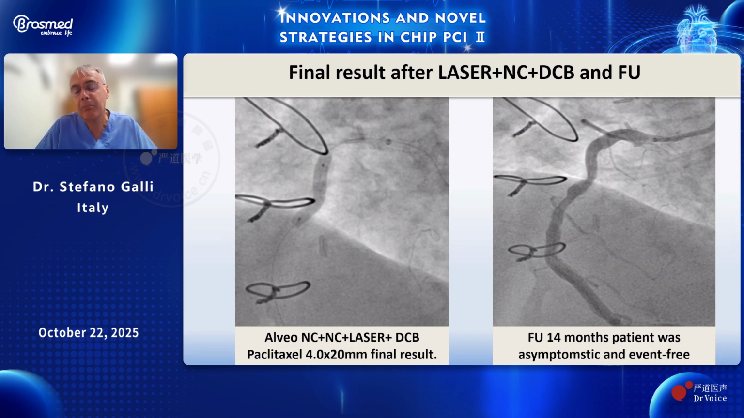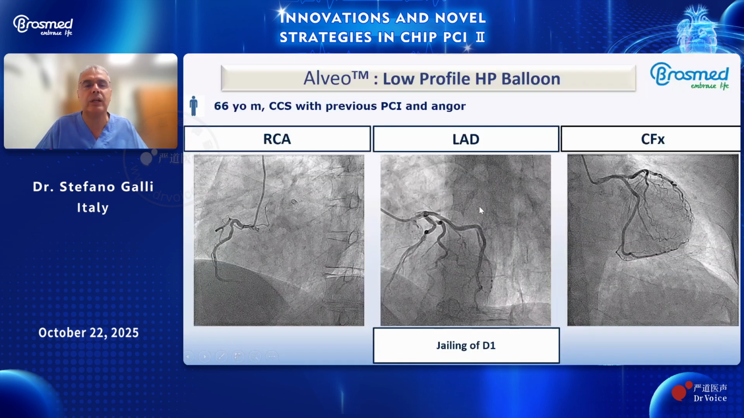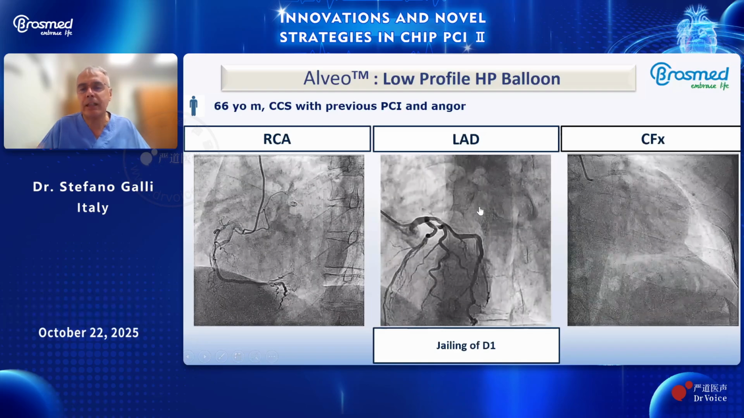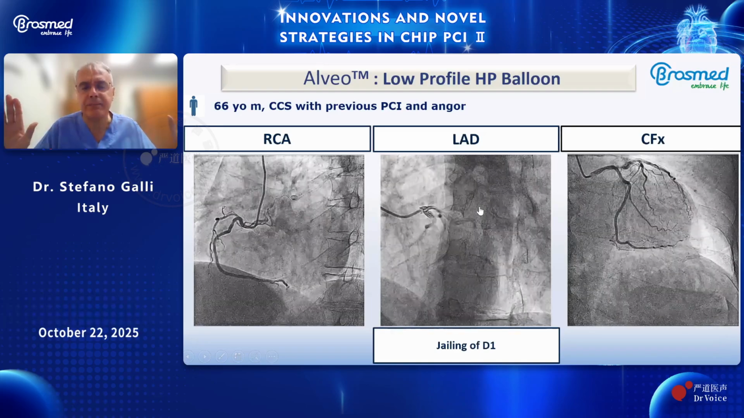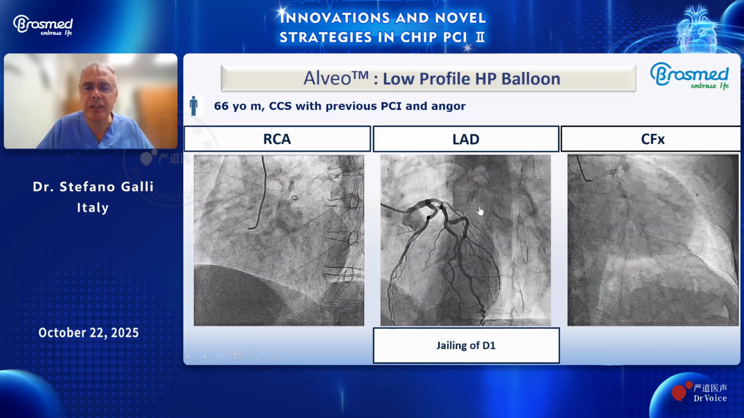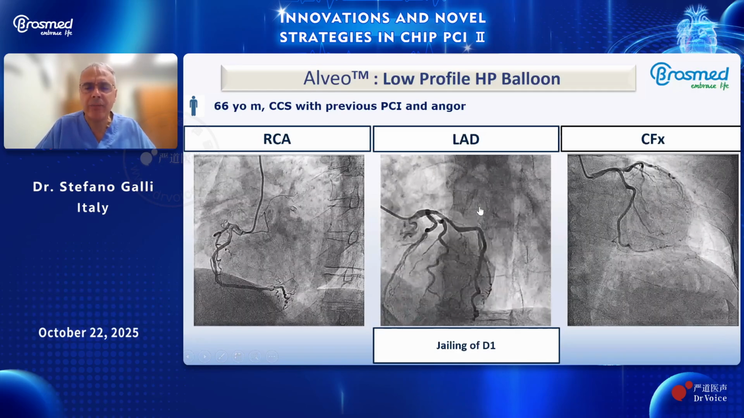14 months. I believe that it's a good result. But all start to cross with the device. It's very useful in this case, the Alveo strategy. This is another situation, very easy. The patient has recurrence of angina.